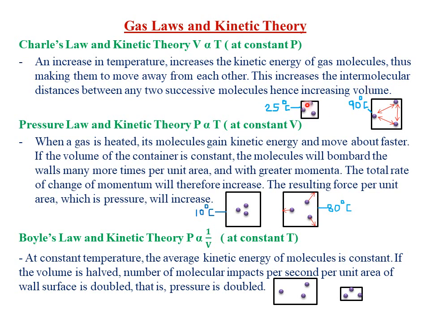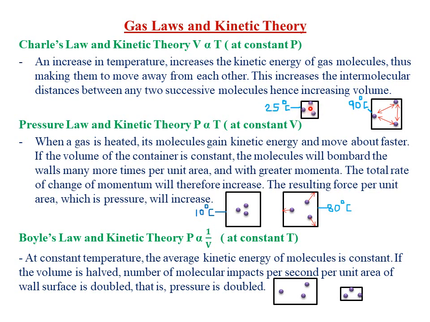So suppose these are our gas molecules in a given container. At 25 degrees Celsius, you can see that the intermolecular distance between any two molecules is actually very small. That is, the molecules are closer to one another, at room temperature of 25 degrees Celsius.